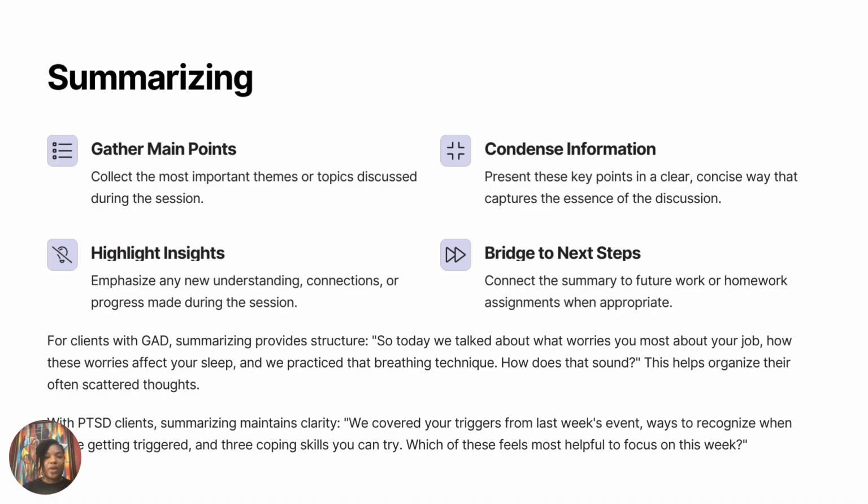Make sure it's always clear and concise, which captures the essence of what they shared with you. And you collect the most important topics or themes. And then, after you build rapport, of course, you connect the summary, the synopsis that they shared with you, to future work or homework when it's appropriate.